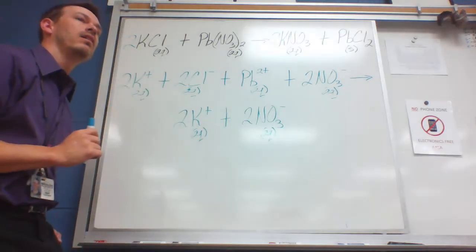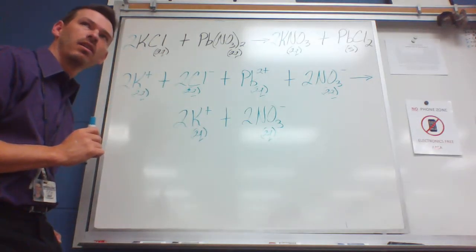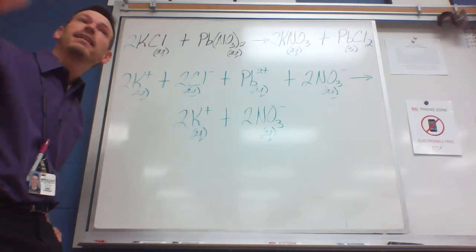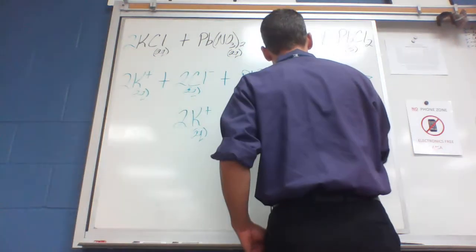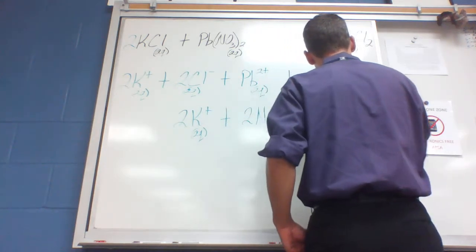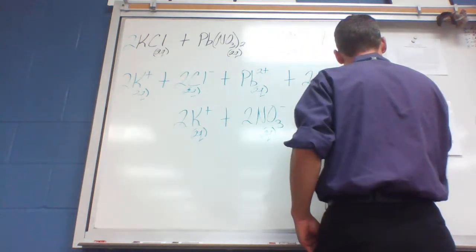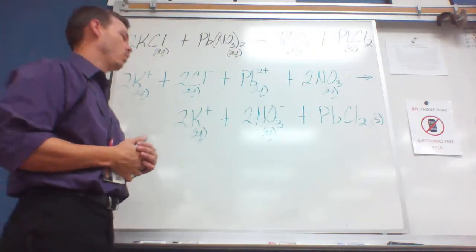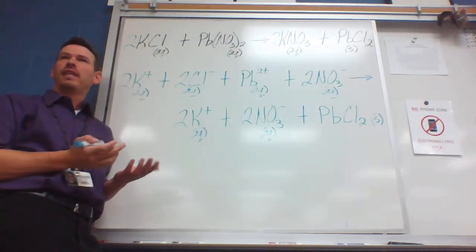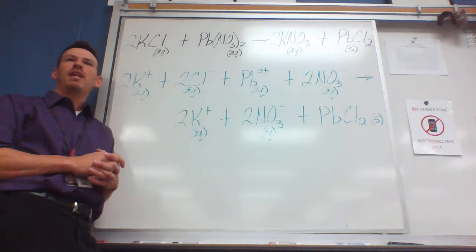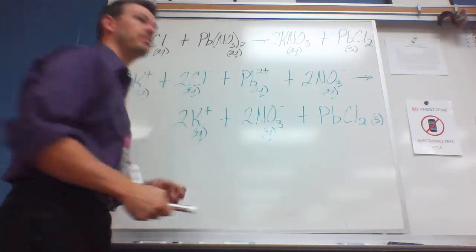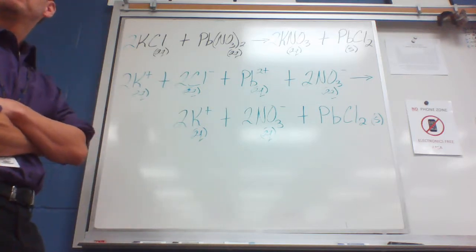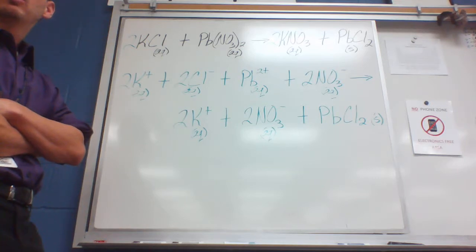What's going to happen to that other product? It's not going to change. Solids don't dissociate. Precipitates don't dissociate. So plus PbCl2 solid. All I did was identify everything that could dissociate and pull it apart into its pieces. Does that mean every time there's an S in the original equation it's not going to stay the same? Correct.